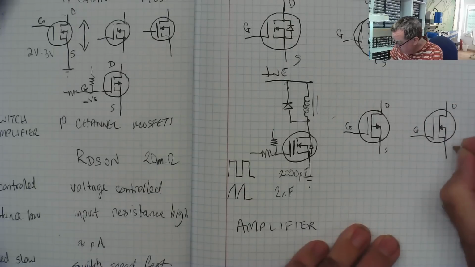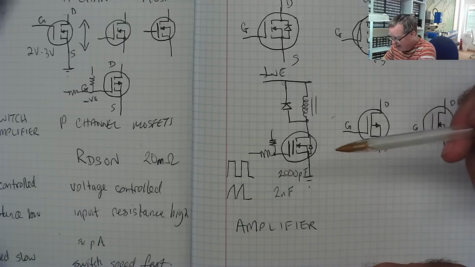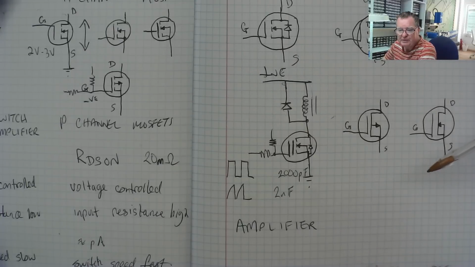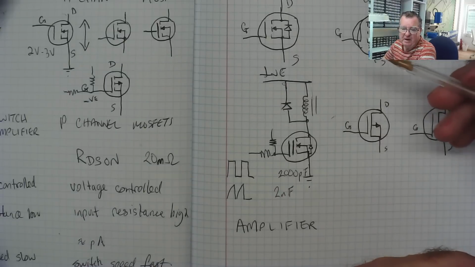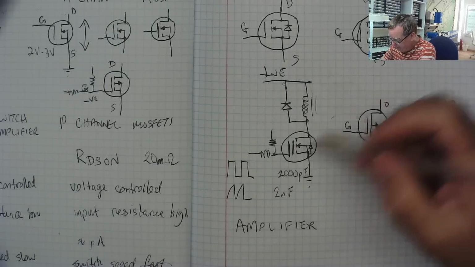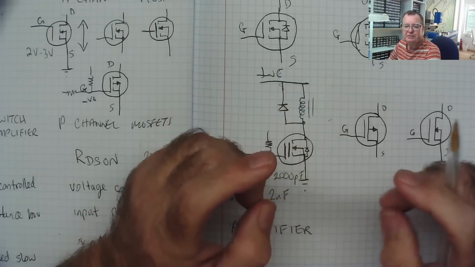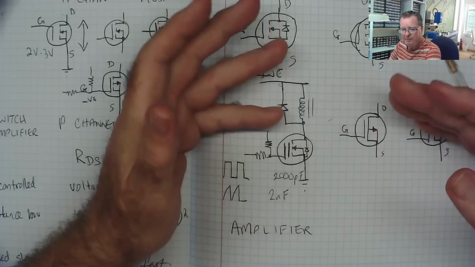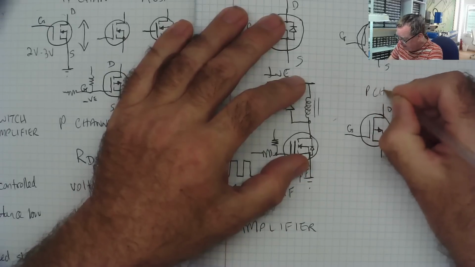Gate, drain, source. The difference between an enhancement and depletion type is effectively they are opposite. So with the enhancement type, you have to put a voltage on the gate to turn it on, either positive or negative with respect to the source, depending if it's P channel or if it's N channel.